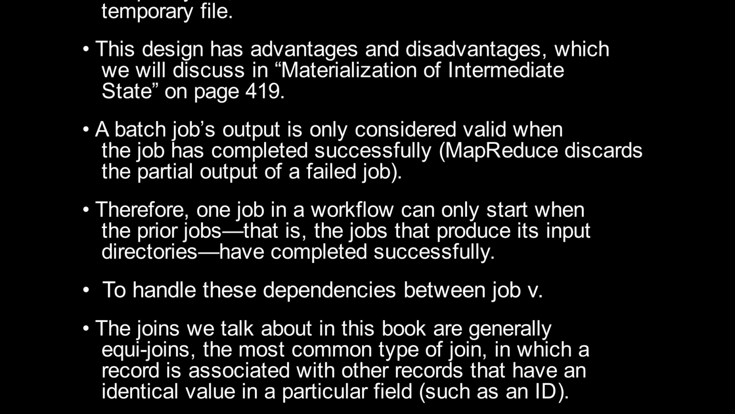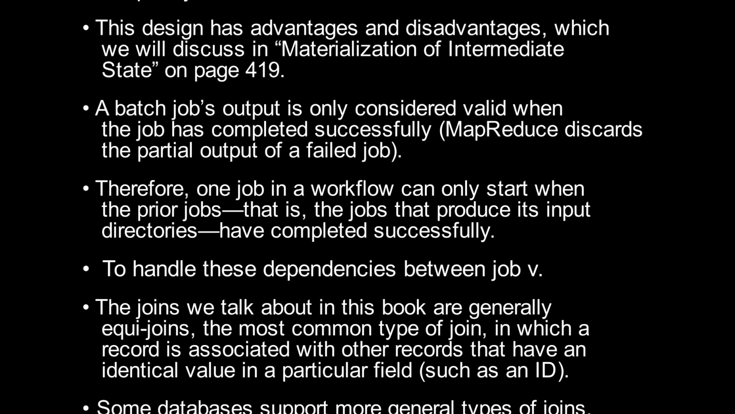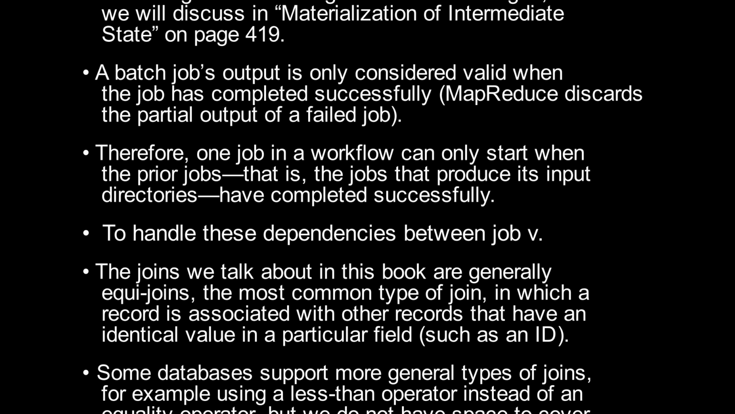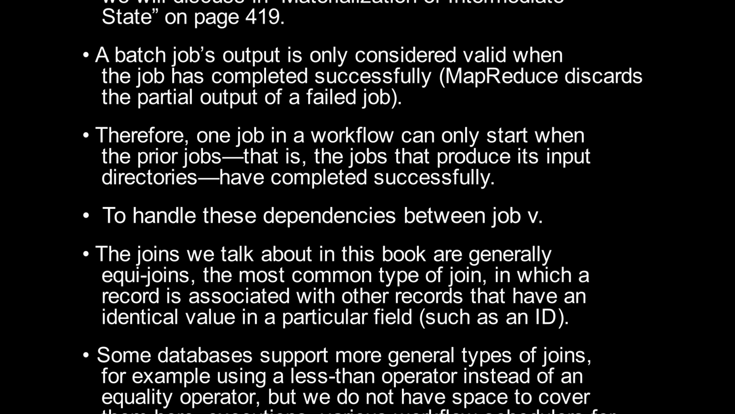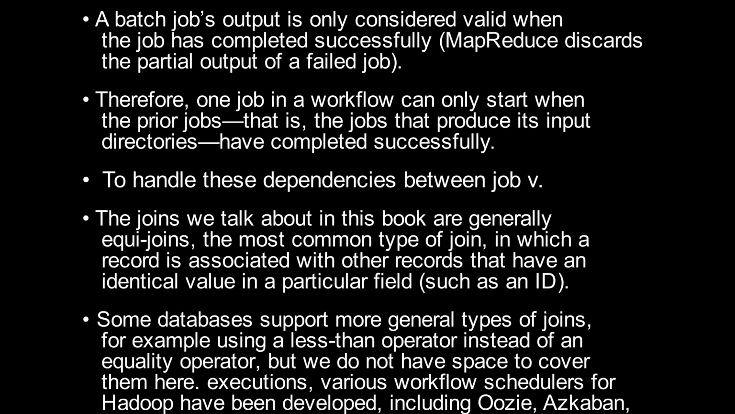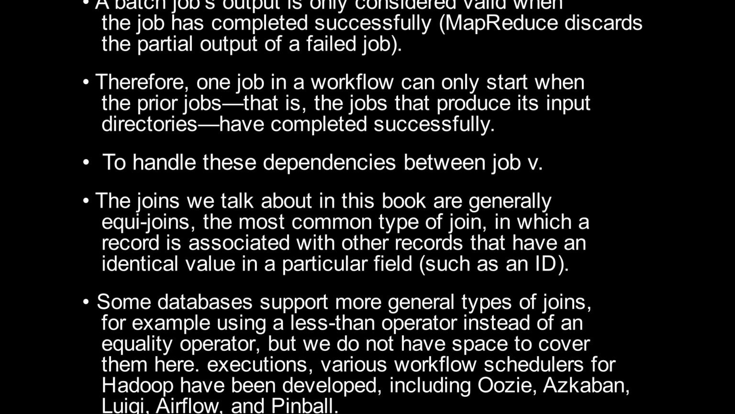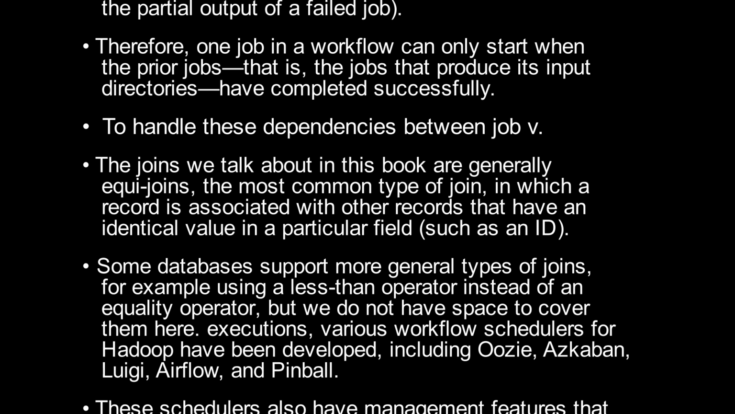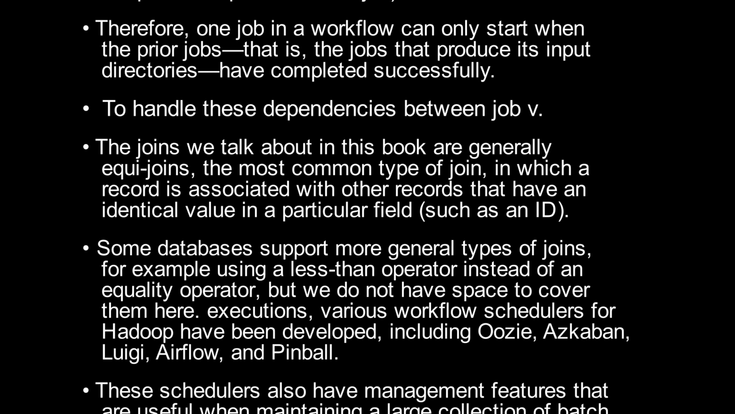The joins we talk about in this book are generally equijoins, the most common type of join, in which a record is associated with other records that have an identical value in a particular field, such as an ID. Some databases support more general types of joins, for example using a less-than operator instead of an equality operator, but we do not have space to cover them here.